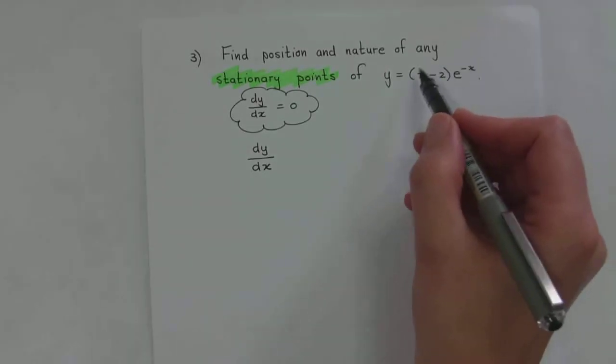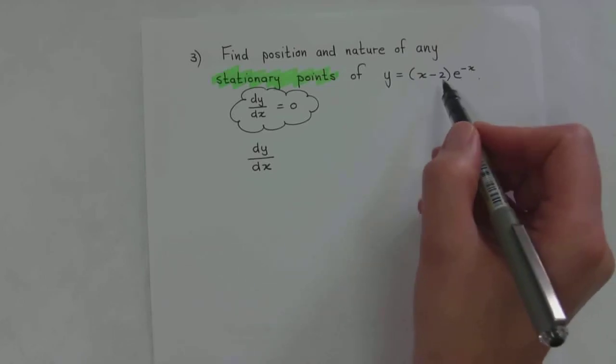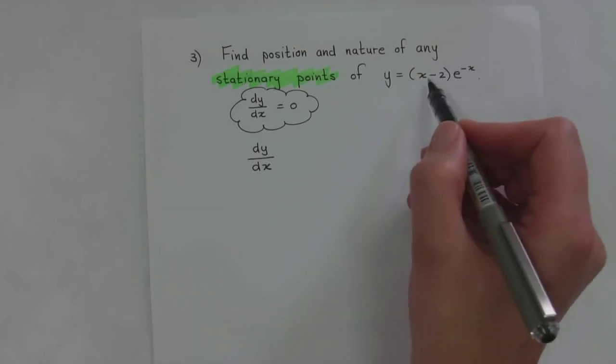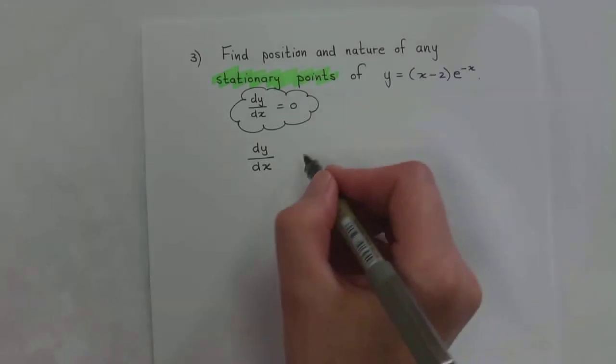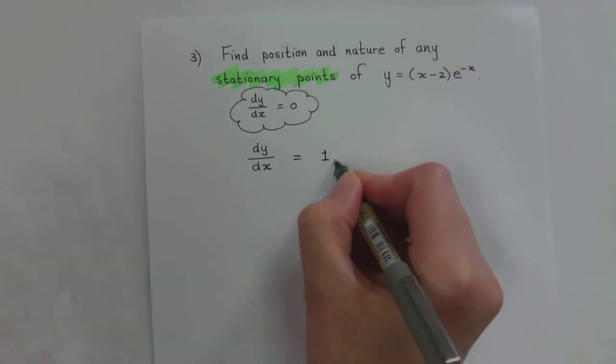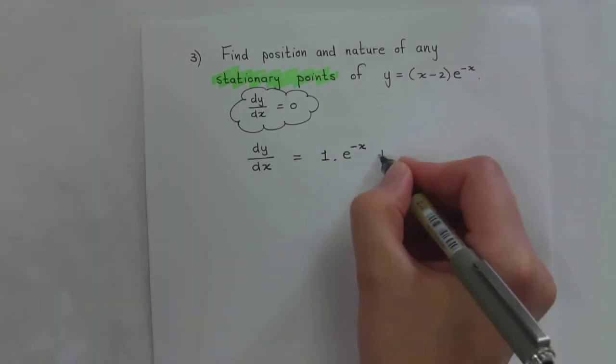We say it's a function x minus 2 times another function, e to the power of negative x. So that's going to be product rule for us. So I'm going to use the product rule, which says first find the derivative of x minus 2, which is then 1, times the second function, which is just e to the power of negative x, plus.